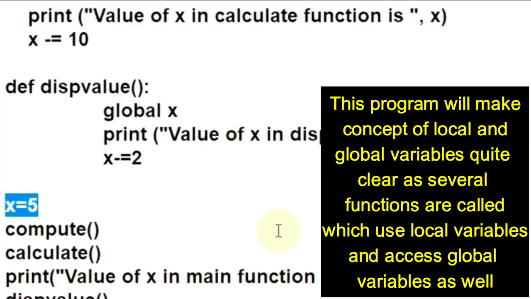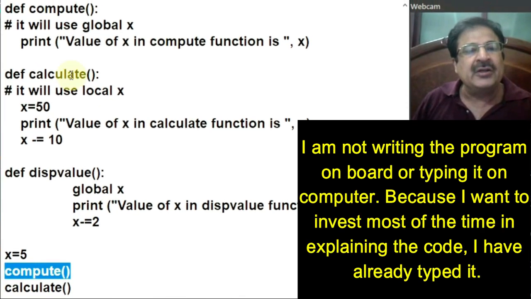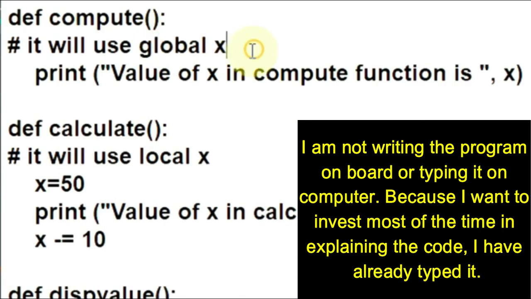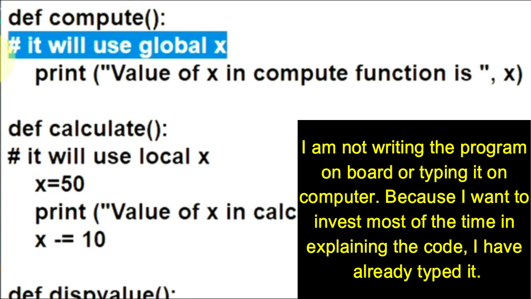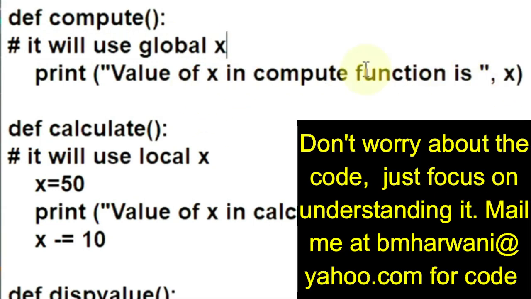See, you define a global variable x which is initialized to value 5. You are invoking compute method. Control will come over here. You are not redefining a variable. You are not initializing a variable. So it will take the global variable x. Value of x in compute function is, it displays 5. So it is using a global variable because you are not redefining any variable here, or you are not initializing any variable in the function.